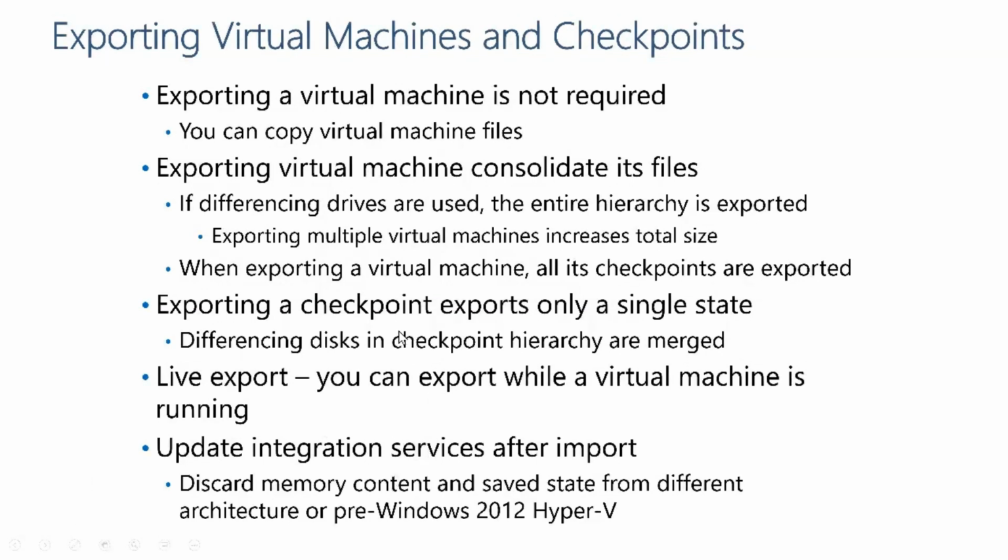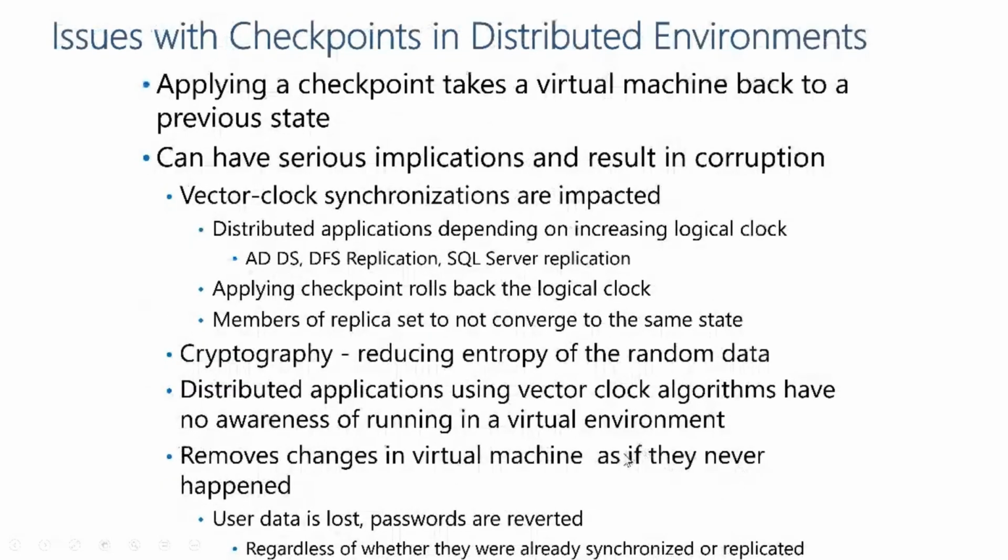Okay, sorry, let's get back to here for a second. So when you export, you consolidate files. You're basically deleting all the checkpoints or snapshots and consolidating everything. Exporting a checkpoint only as a single state, the difference disk and the checkpoint hierarchy are merged. Live export, you can export while the virtual machine is running. We can update the integration or the VMware tools type thing after import.